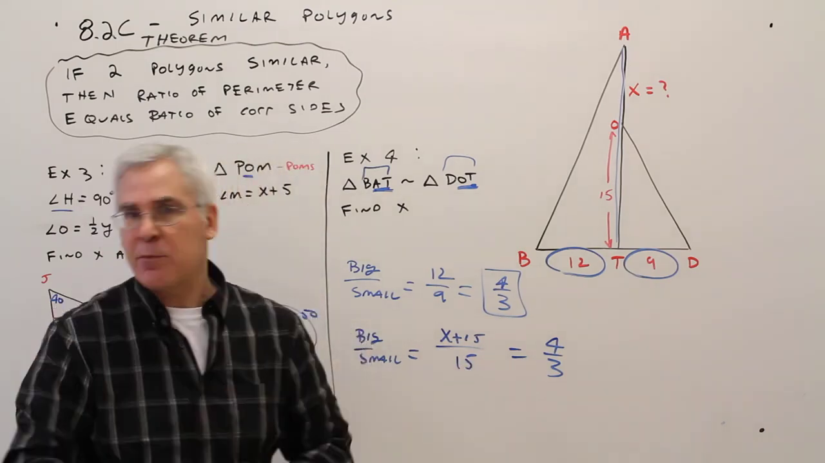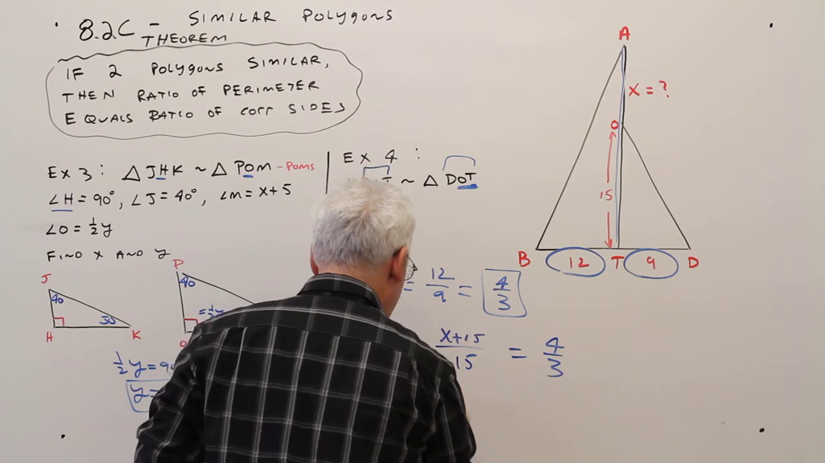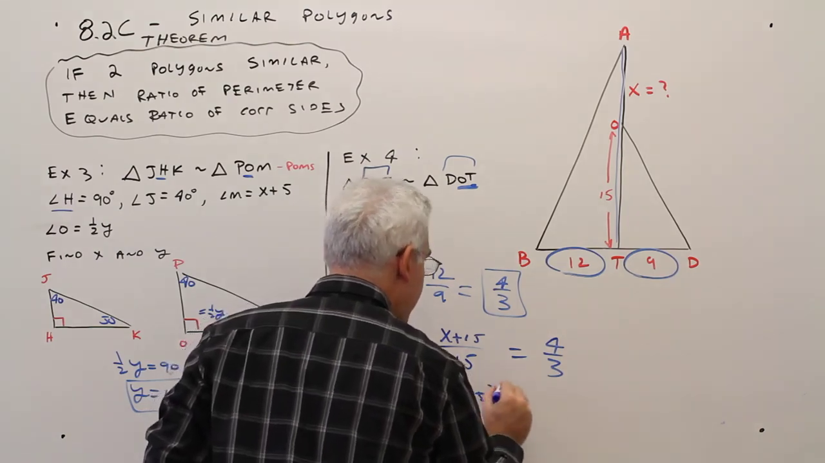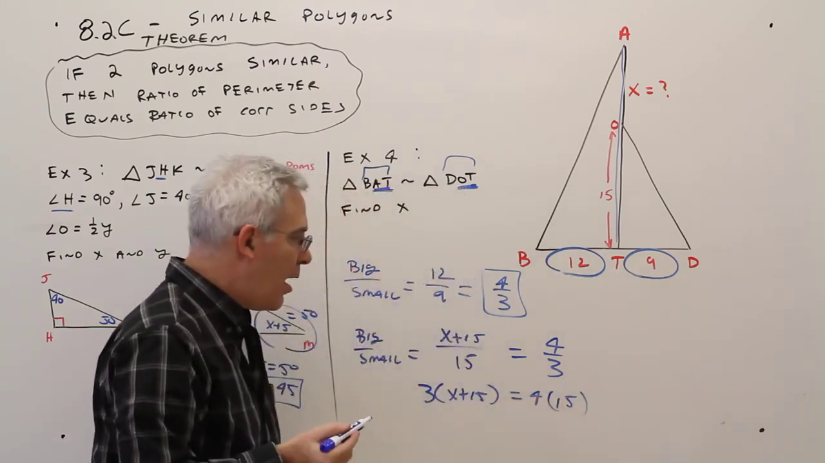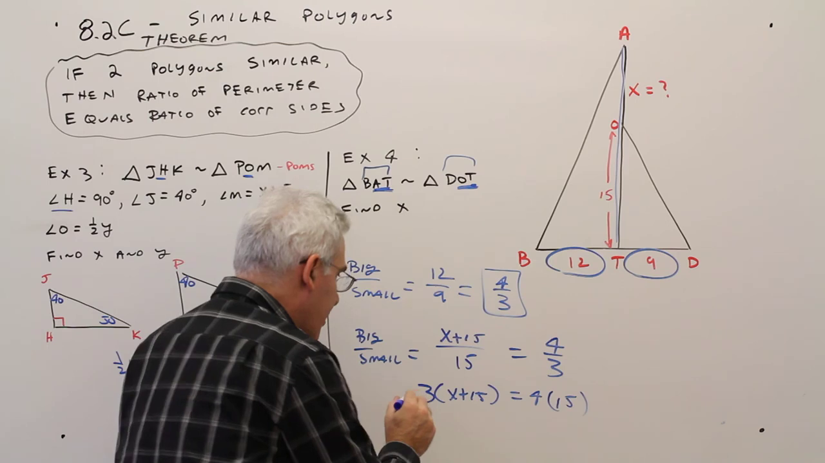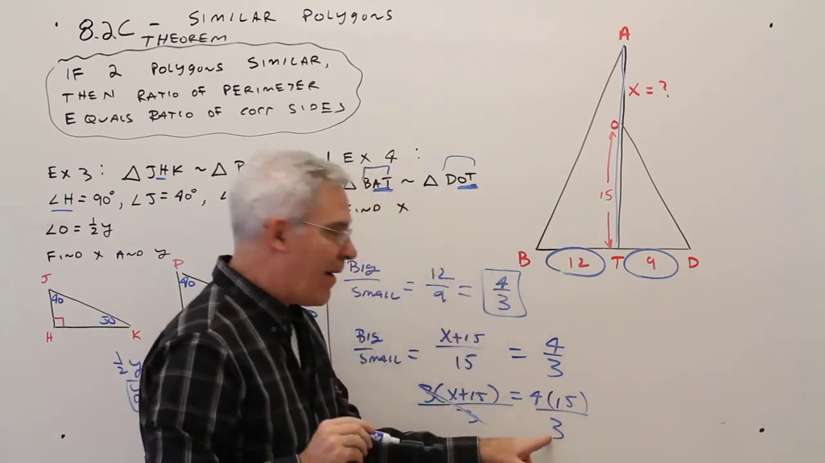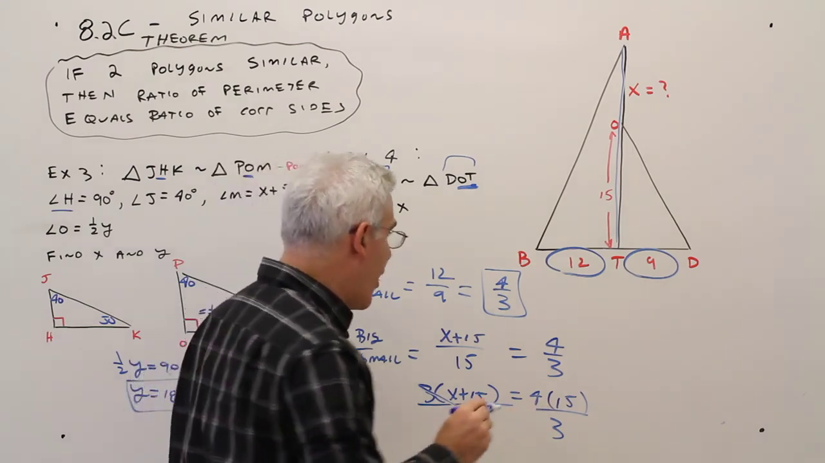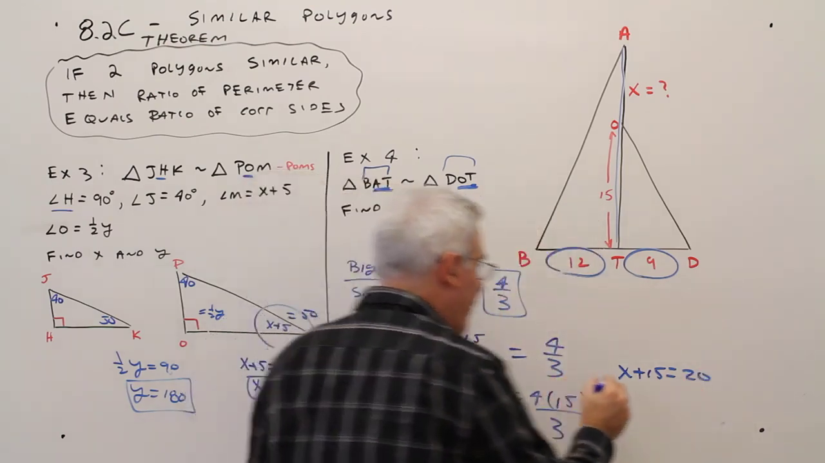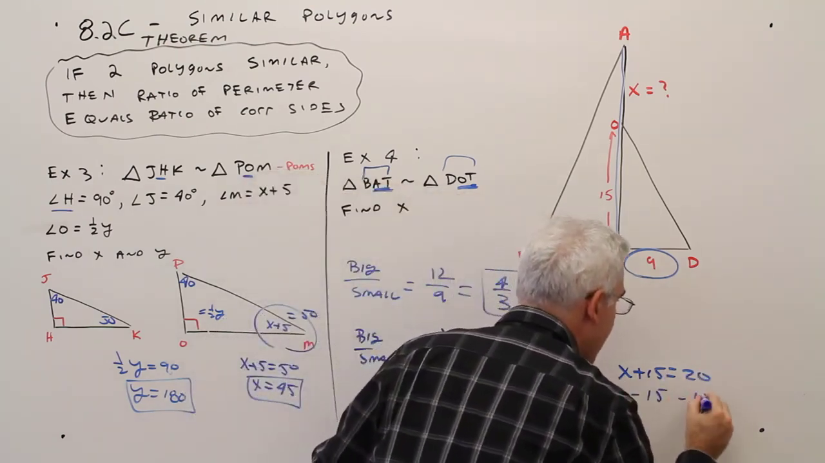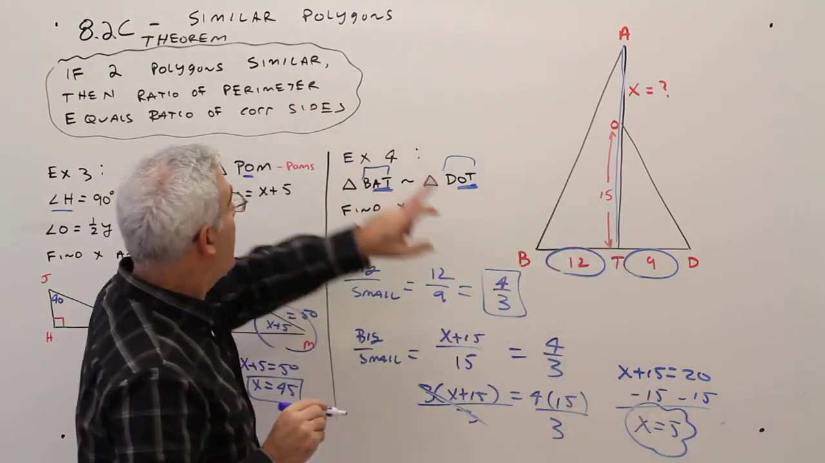Now it's just a matter of cross multiplying and distributing properly. All right, so I'll cross multiply. 3 times X plus 15 equals 4 times 15. If you want, you can divide each side by 3. Divide by 3, divide by 3. 15 divided by 3 is 5. 5 times 4 is 20. So X plus 15 equals 20. Subtract 15. And X equals 5. Which is what we were asked to find.